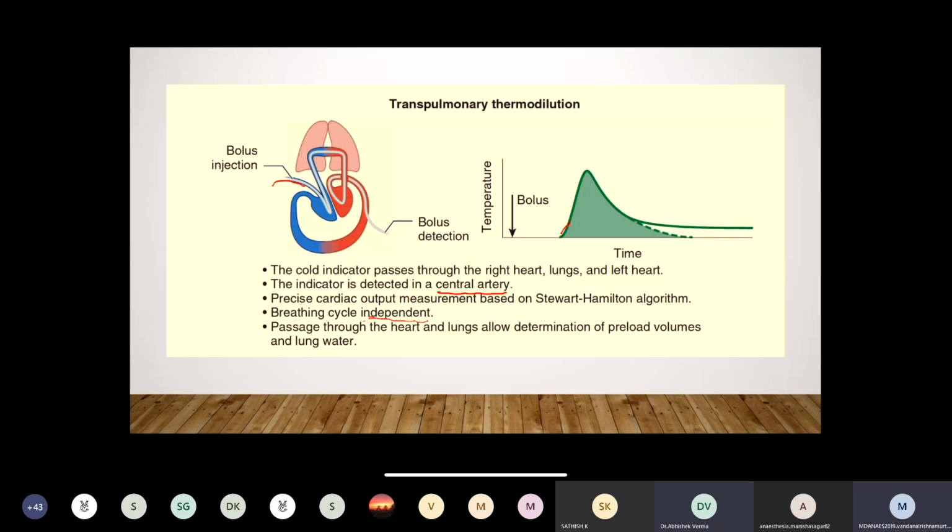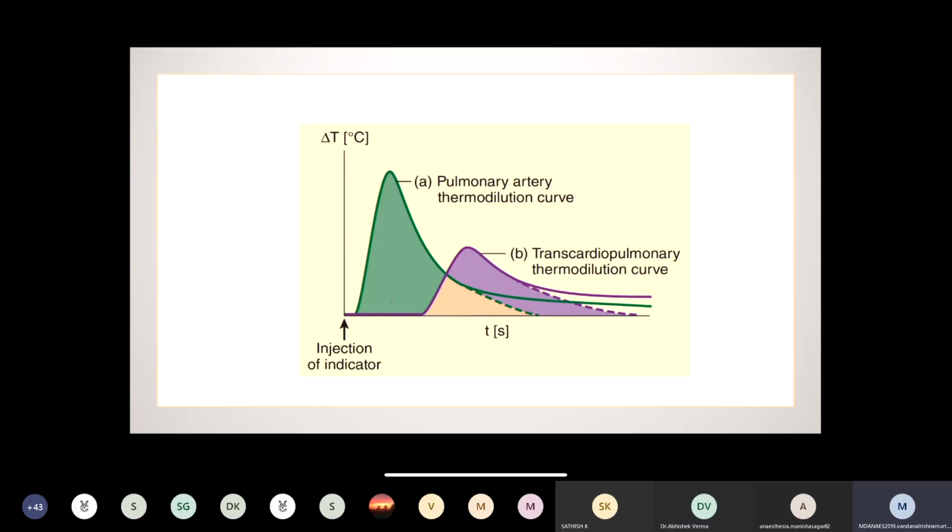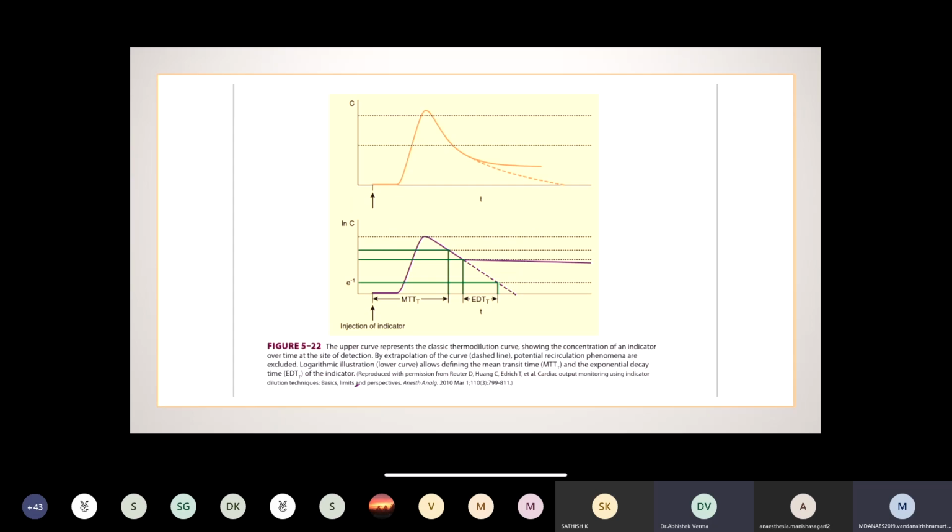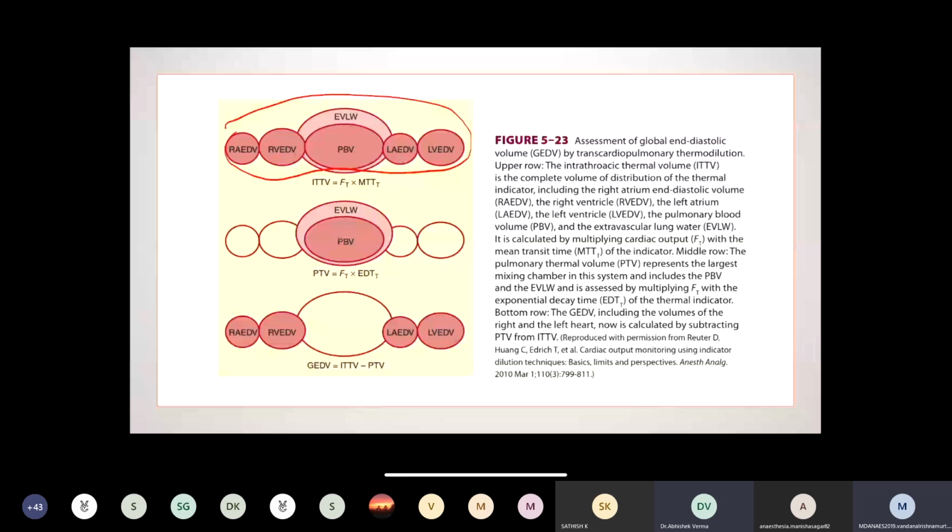As you can see, the pulmonary thermodilution curve is here, which is a few seconds earlier than the transpulmonary thermodilution curve. From the transpulmonary thermodilution curve, we will measure two things: the mean transit time, which is from the start up to 50% of the curve, and the exponential decay time. Using this, we can calculate the intrathoracic thermal volume. That is, intrathoracic thermal volume is the total volume of blood inside the thoracic cavity, which is calculated by cardiac output times mean transit time.